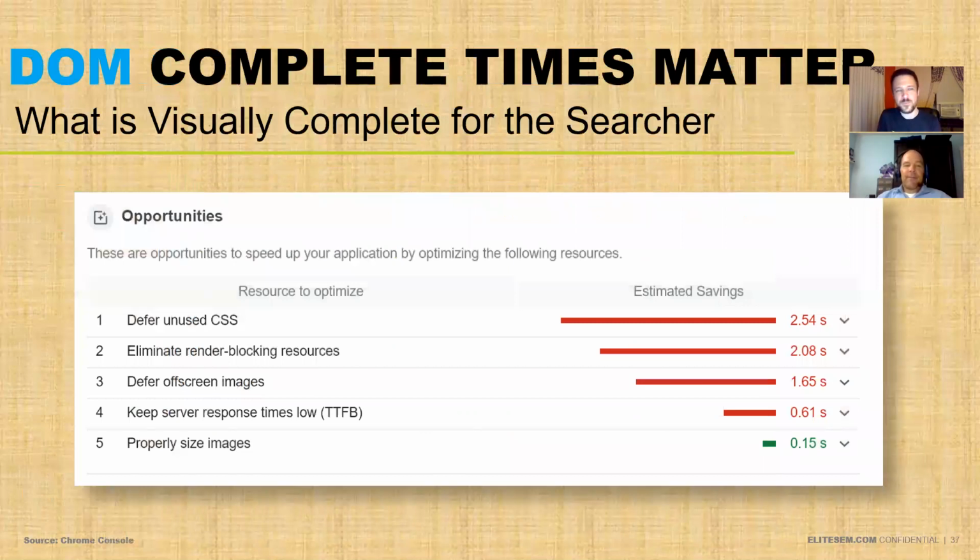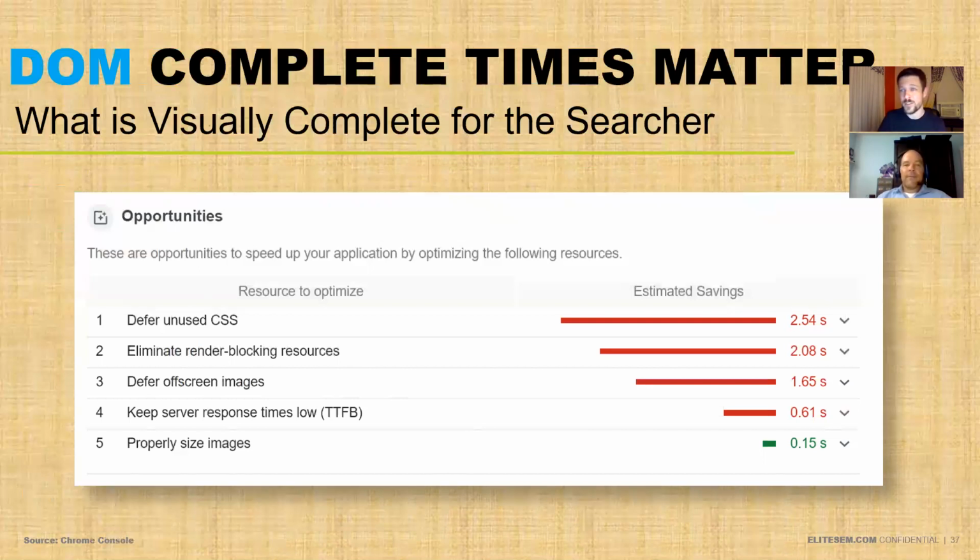What you guys have to focus on is your DOM complete. That's your document object model. That is the elements of your site that make it visually complete for the searcher. That is what Google cares about as well. How quickly can I see and interact with the site? Not all of your DoubleClick and your Kenshoo and your other tags. How quickly can I interact with the website?